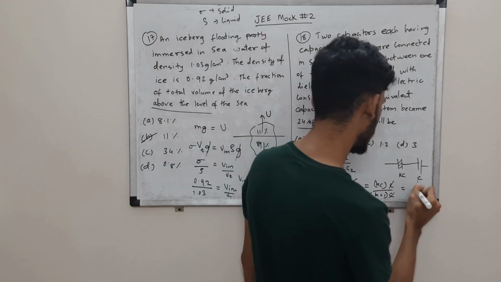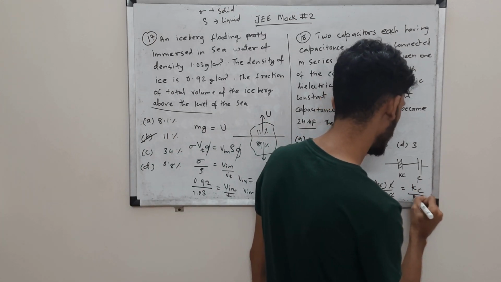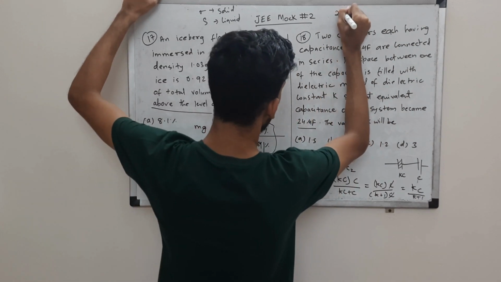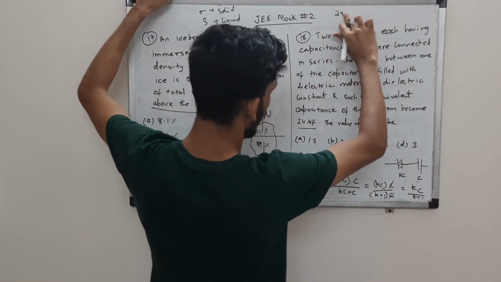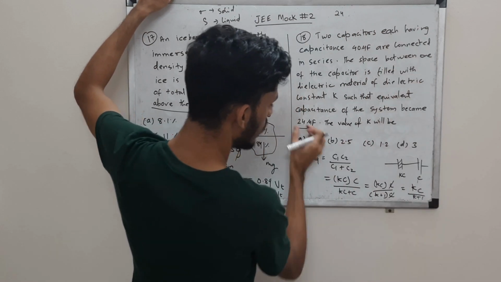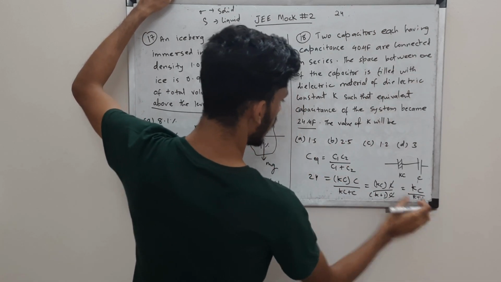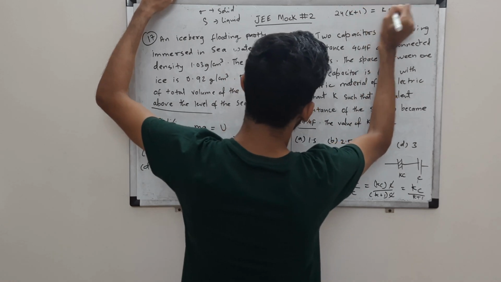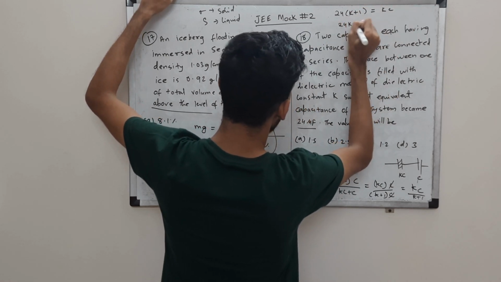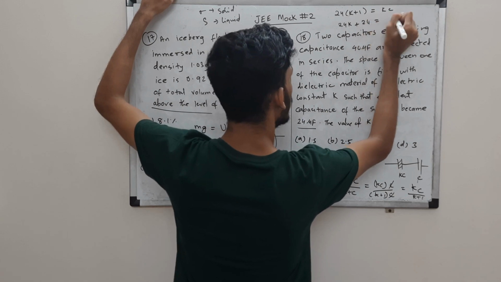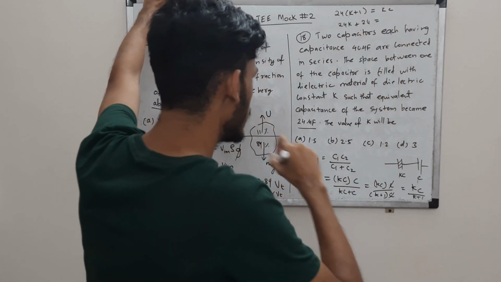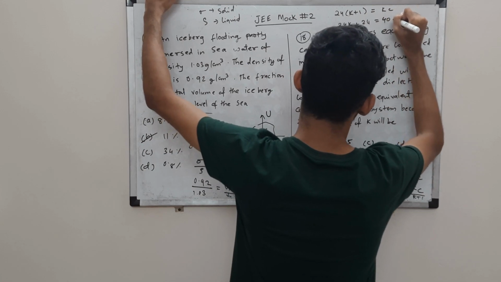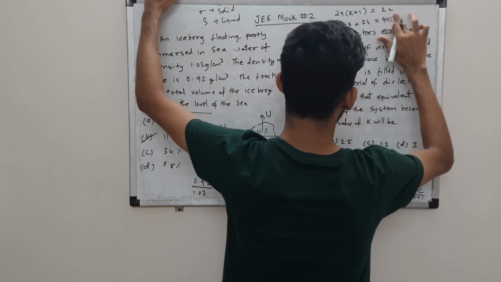And you have KC by K plus 1, and this value is given to be 24. So you can take K plus 1 to the other side. It will become like this. Now solve for K. 24K plus 24 is equal to, what is this? This is C. C initially was 40. So 40 into K, right?